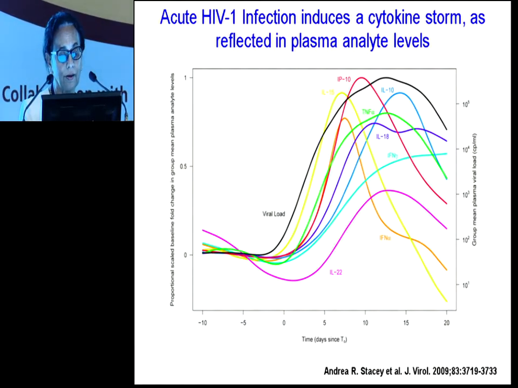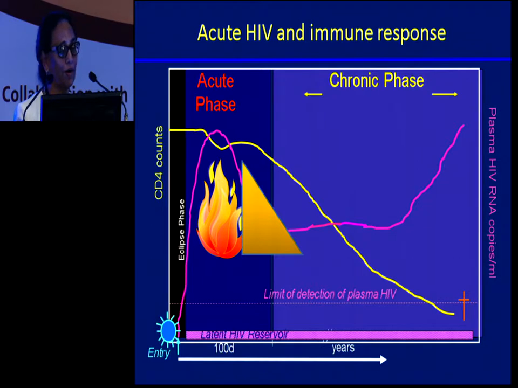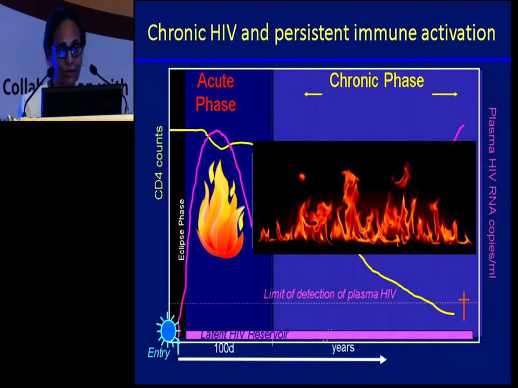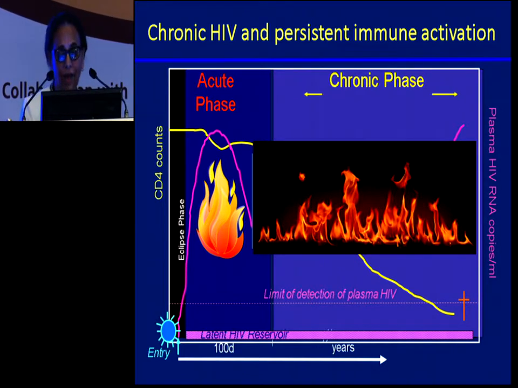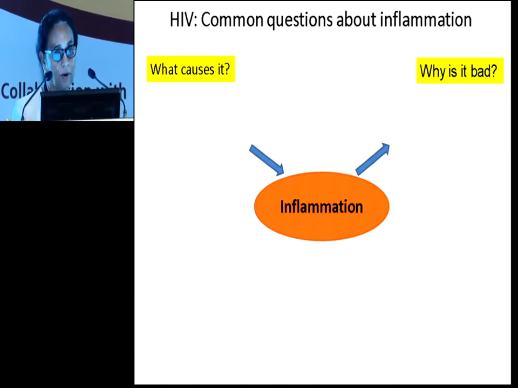But in usual infections, if there is inflammation, you would expect it to cool off when the infection is resolved. But HIV persists, and because of the chronic phase of the disease, you have continued inflammation. And that's what we're going to discuss. So, what are the common questions about inflammation in HIV disease? What causes it, and why is it bad?